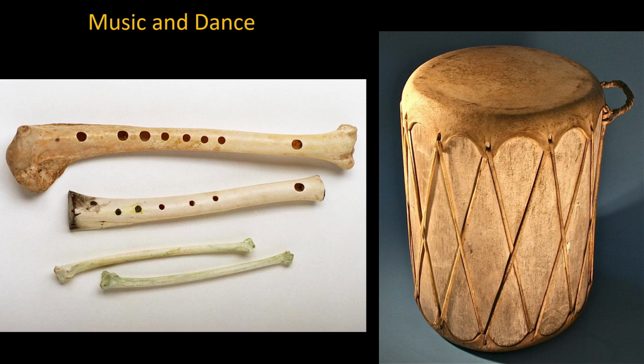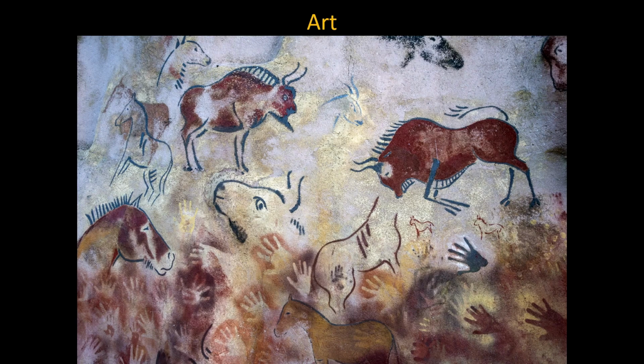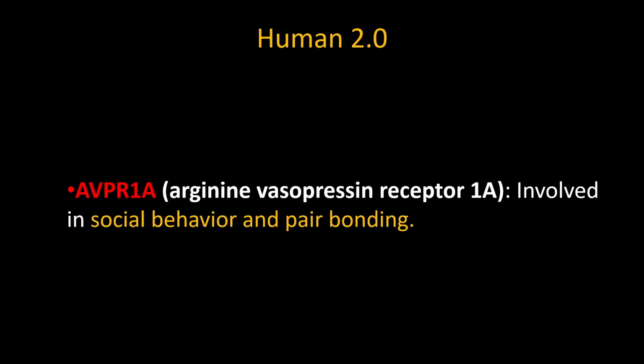Dance and music came about. None of this was there before. Art came about. And the arginine vasopressin receptor 1A gene was involved in social behavior and pair bonding. Now all of a sudden we had so much to talk about and teach that it took a longer time to raise our children because we had to teach them more to survive.